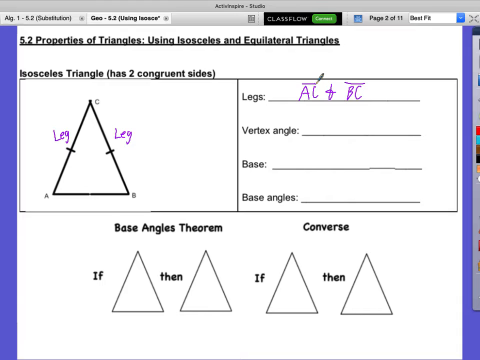No, are we not doing hypotenuse? Not yet. We'll get to that. Yeah, you're excited about the hypotenuse, though.